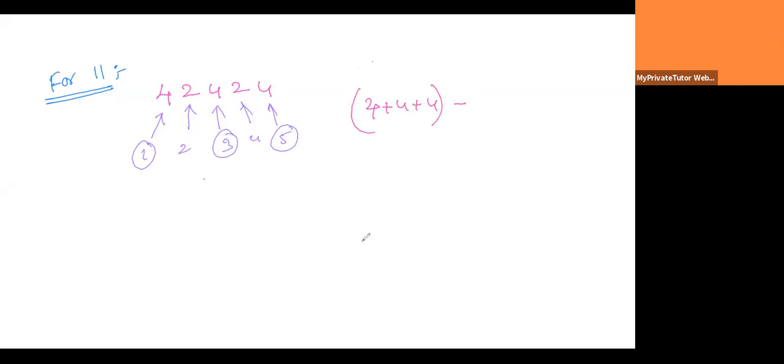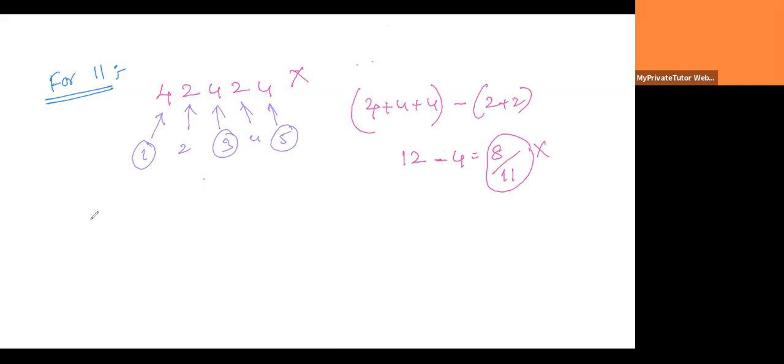Subtract the even place digits, which is 2 plus 2. So we have 12 here minus 4, which is 8. So 8 is not divisible by 11. So the original number is not divisible by 11. So let me explain with a different example.